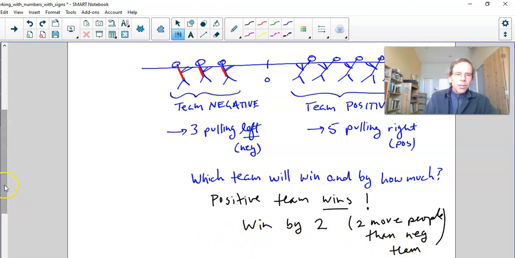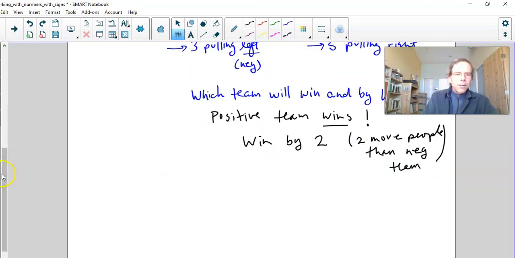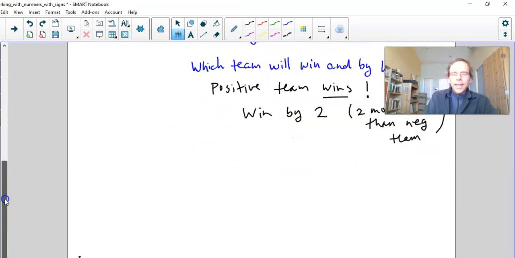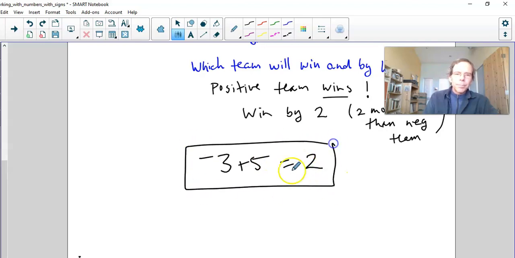So what's the end result here? I guess we should write negative 3 plus 5 equals 2.